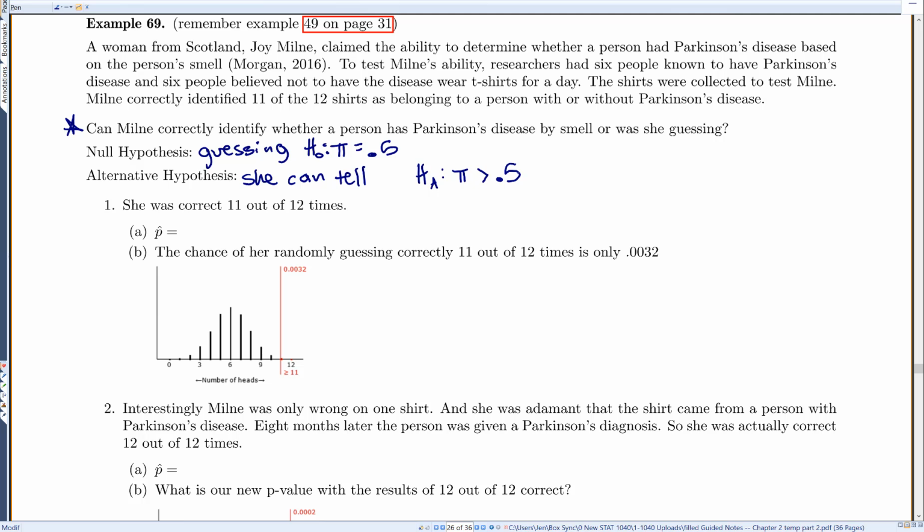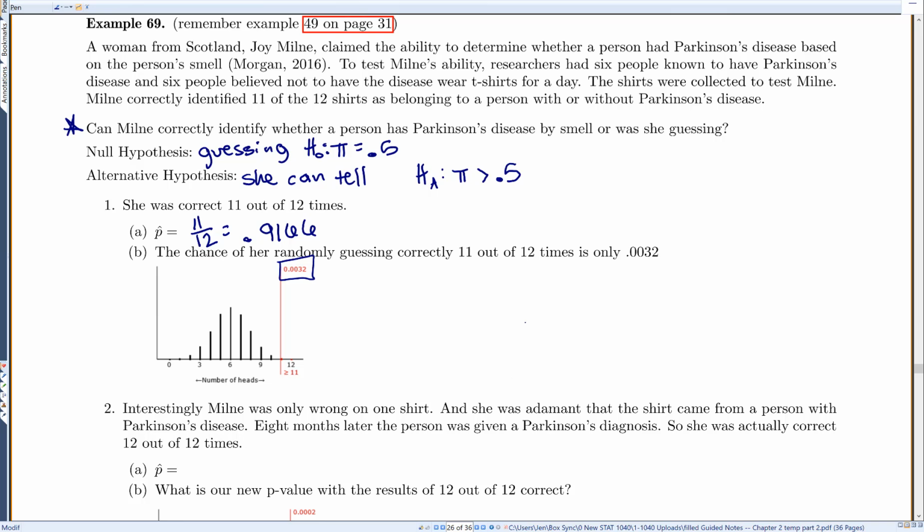Let's see, so she was correct 11 out of 12 times. We can find a proportion for that. So 11 divided by 12 gives me 0.9166. Okay. And we found that the chance of her randomly guessing correctly 11 out of 12 times is only 0.0032. Or if you look at the p-value, there's only a 0.032 chance of her getting that many or more correct if the null is true. If she's just guessing, it's only 0.032. So we're pretty sure that she's not guessing.